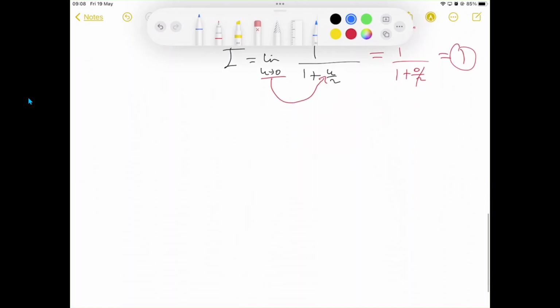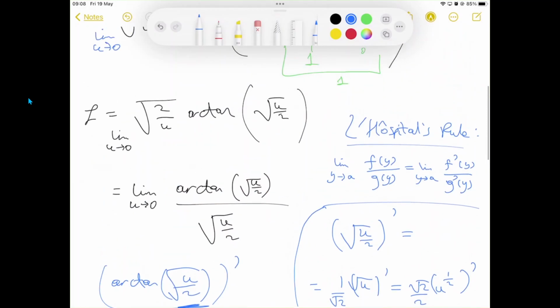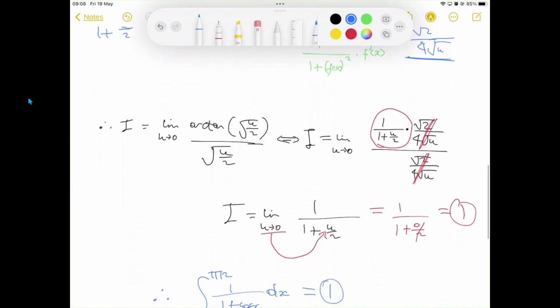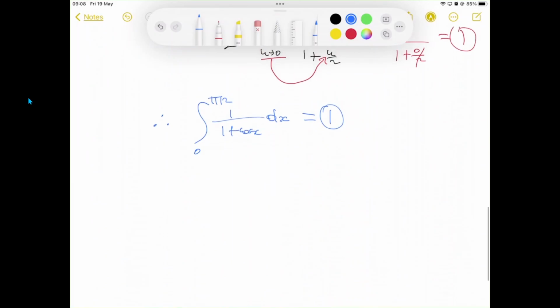So therefore the integral from 0 to pi over 2 of 1 over 1 plus cosine of x dx, using the thing that I worked out in the previous video, is equal to just 1. How cool is that? Genuinely, it's fascinating. Okay, so that's one way of doing the integral.